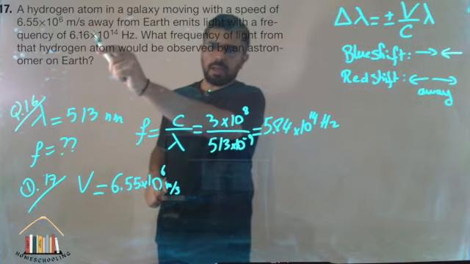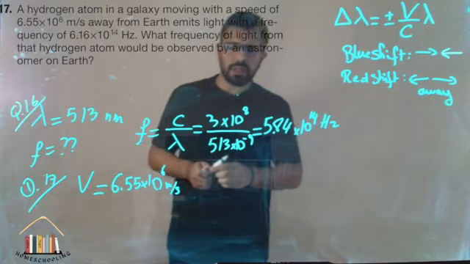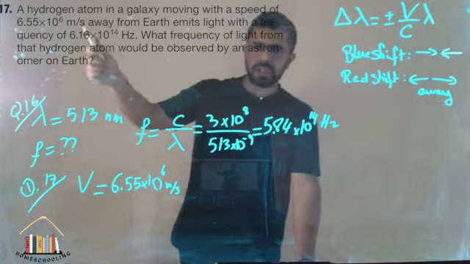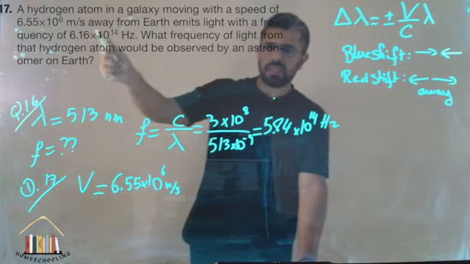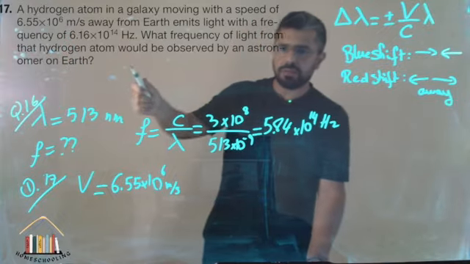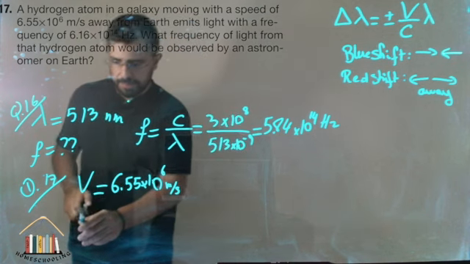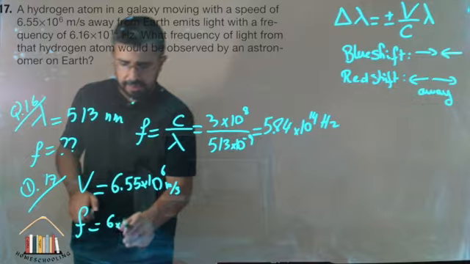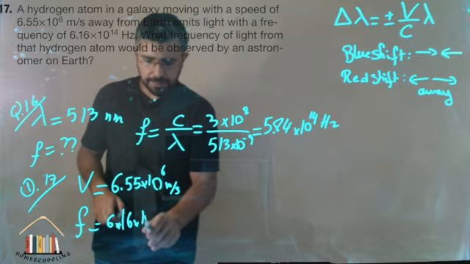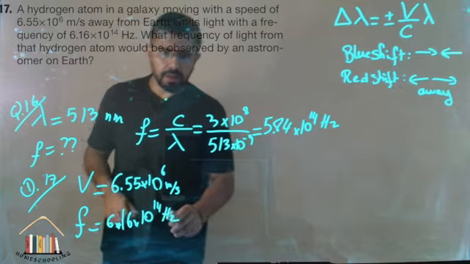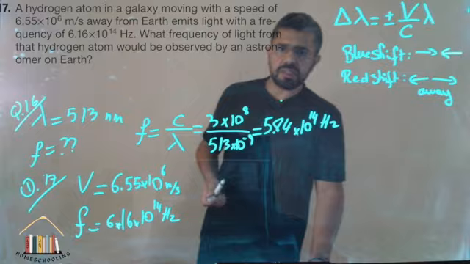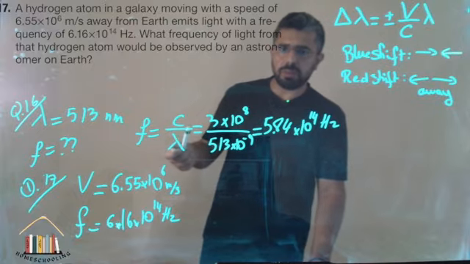Remember, going away from Earth. So going away means we are talking about redshift. A hydrogen atom in a galaxy moving away from Earth at the given speed emits light with a given frequency of 6.16 by 10 power of 14 hertz. What frequency of light from that hydrogen atom would be observed?